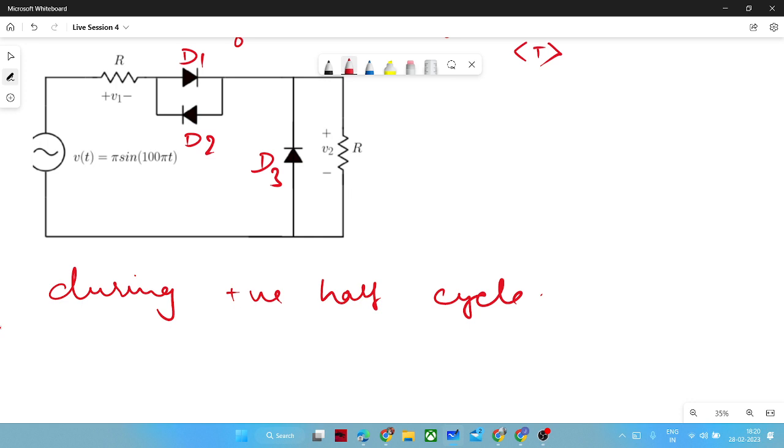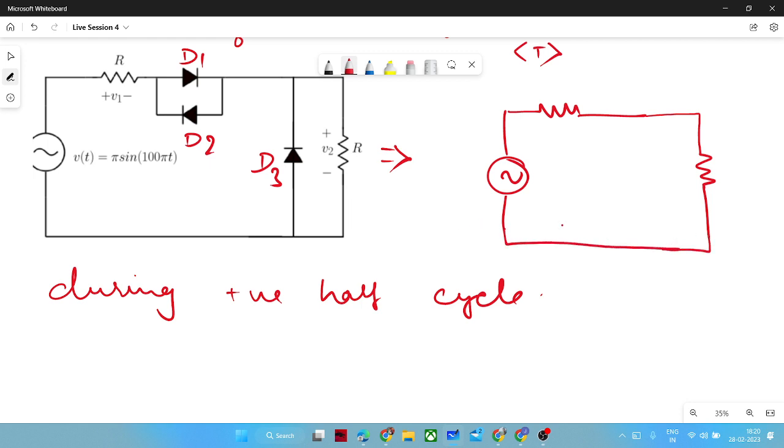D1, yeah, correct. So D1 only will be turned on during that cycle, and we will have to draw an equivalent circuit. So we will have a supply and we will have a resistor, and both resistors have the same resistance R, R, plus V1 plus V2. Let us assume it supplies VT.